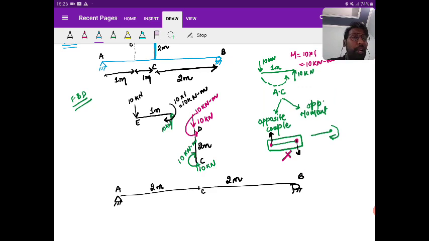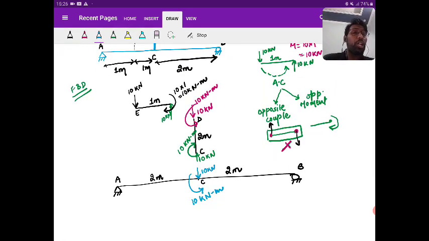Okay then. Now balance the joint C. So 10 kilonewton is acting upward. Apply 10 kilonewton in the downward direction. The 10 kilonewton meter for CD is acting in the clockwise direction, so apply the anti-clockwise, the value is 10 kilonewton meter. Is it clear? So now the load is transferred to the beam AB, and you can find the support reaction.